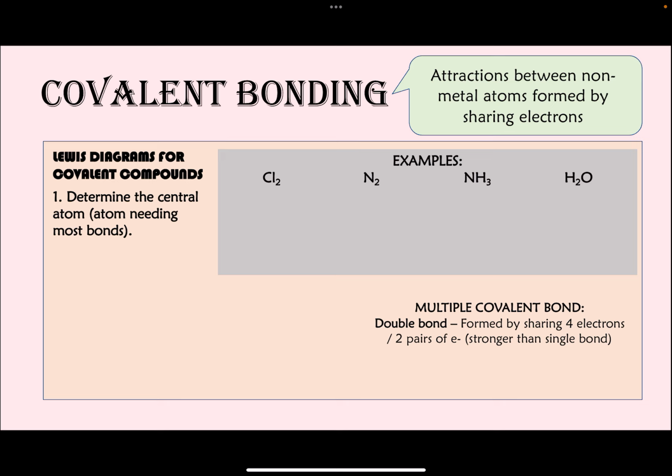So the first thing that we want to do when we are making the Lewis dot diagrams of covalent compounds is determine the central atom. So that is normally going to be the atom that needs the most number of bonds.